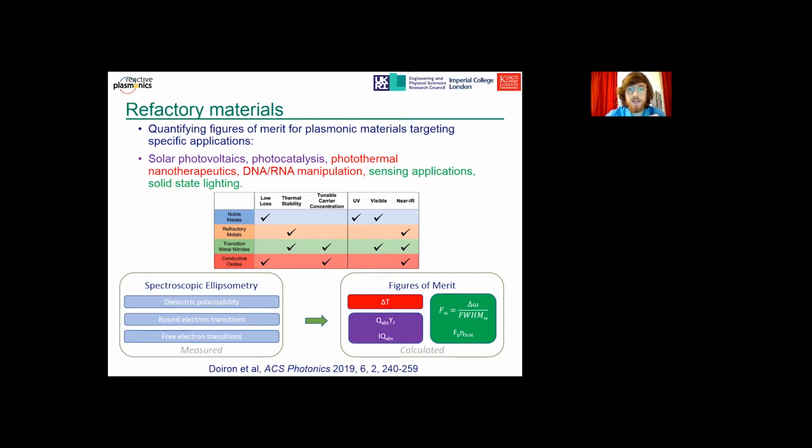So we've assessed a range of different refractory metals, transition metal nitrides, and conductive oxides in order to identify what could be viable alternatives. And the way we've done this, we collected spectroscopic ellipsometry data for these materials, combined it with k·p theory, and generated a range of figures of merit, which would allow us to quantify which material was most suitable for various applications.